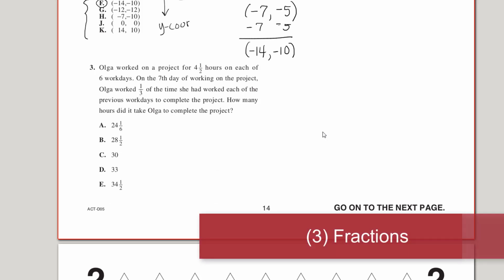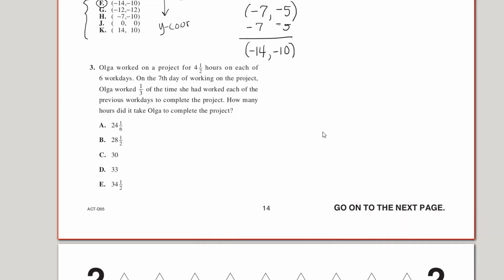For question number 3, we're told that Olga worked on a project for 4.5 hours on each of 6 days. On the 7th day of working on the project, Olga worked 1/3 of the time she had worked each of the previous work days to complete the project.